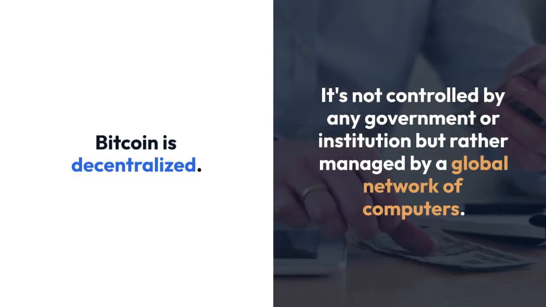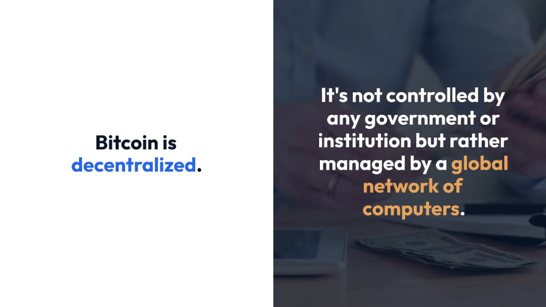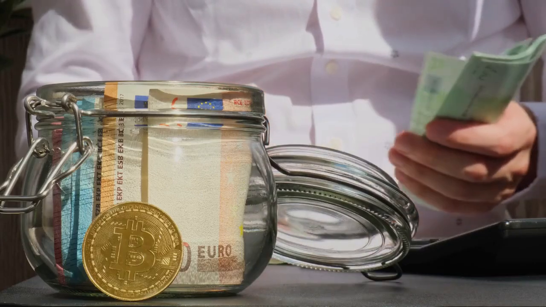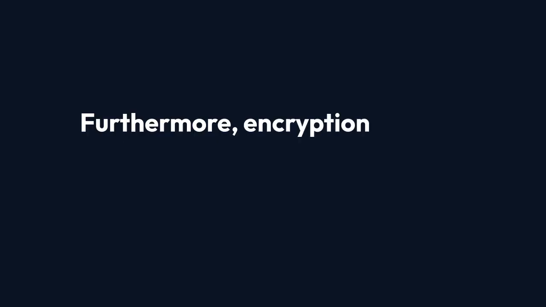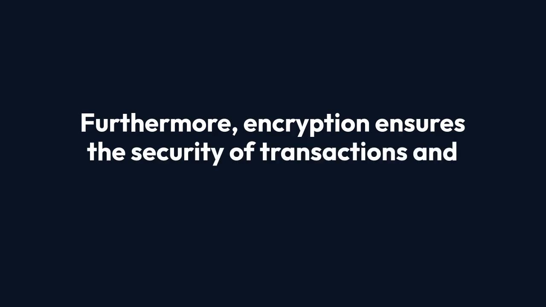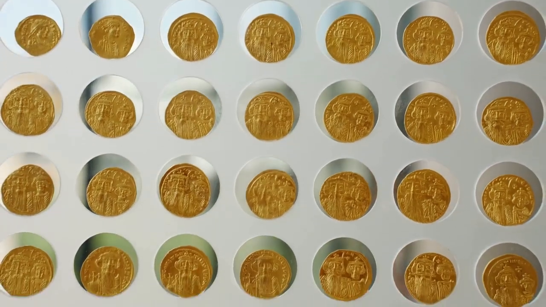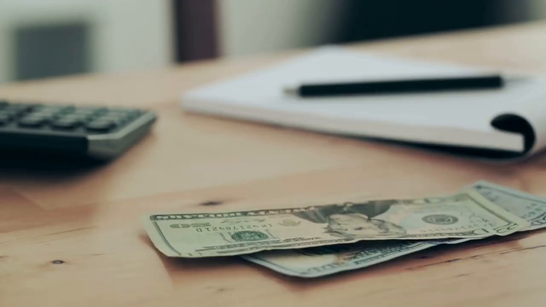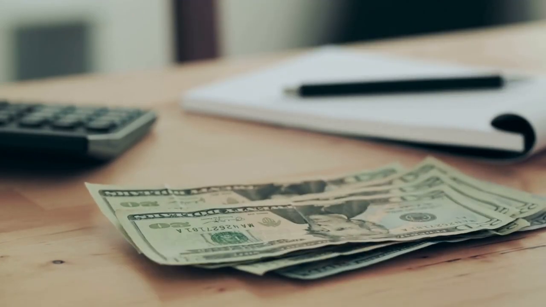Bitcoin is decentralized. It's not controlled by any government or institution, but rather managed by a global network of computers. This means no one can manipulate the issuance of Bitcoins or censor transactions. Furthermore, encryption ensures the security of transactions and the integrity of the network, making it resistant to fraud and cyber attacks. And to complete the picture, all transactions are recorded on the blockchain, which is a public and immutable ledger, allowing anyone to verify the authenticity of these transactions.